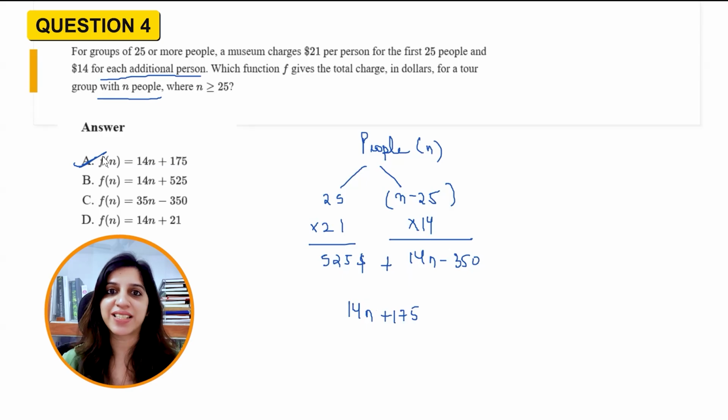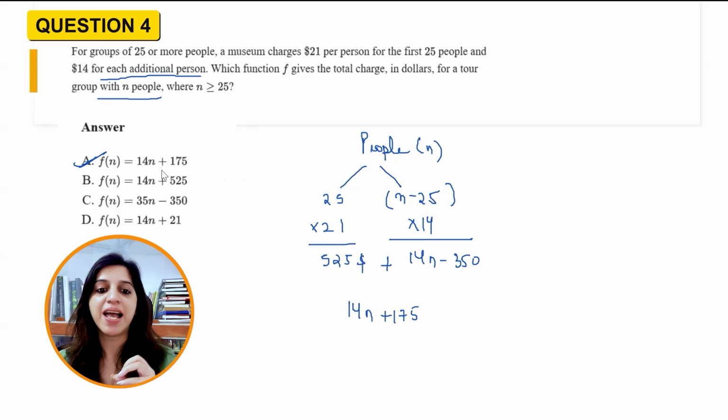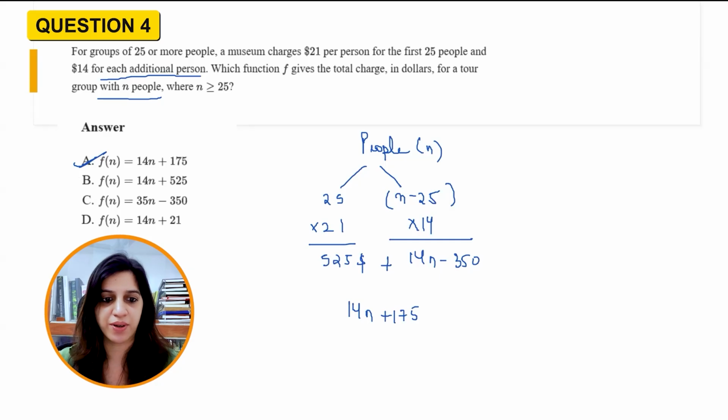Now what the students tend to do, they always tend to pay extra. How? They will pay this 525 for the first 25 people, yes, and then they will pay $14 for all the n people. Always pay attention to the words of the question. If it says n is the additional number of people after the 25 people, then option B would have been correct. Since here n is the total number of people in the group, I'm going to pay $14 for each person left after the first 25. So I'm going to do 14 times n minus 25. Option A is correct here, of course, and I hope you realize what you are doing wrong as well.